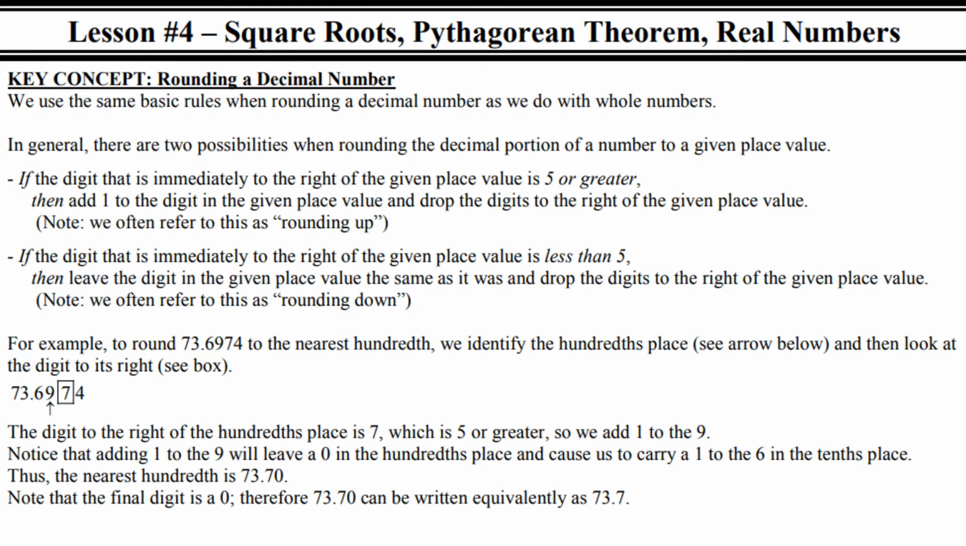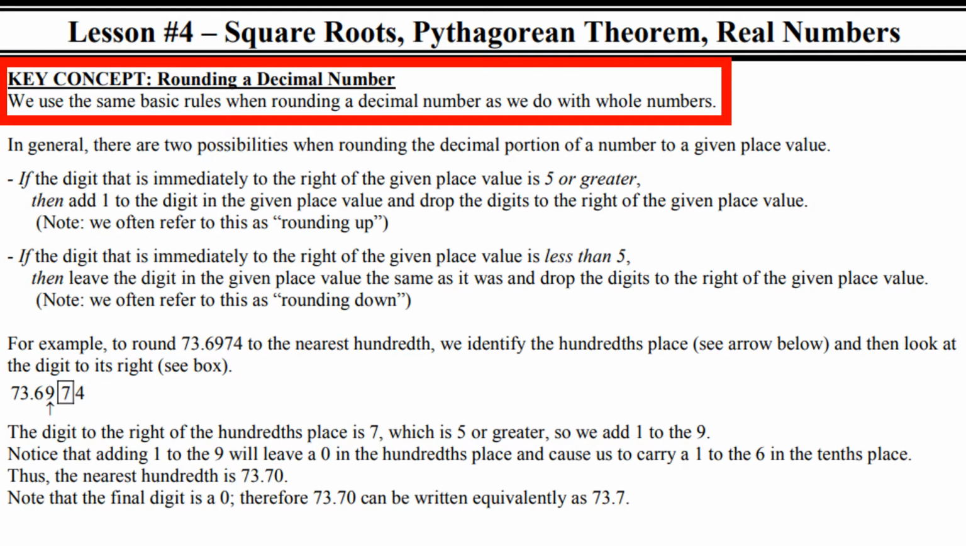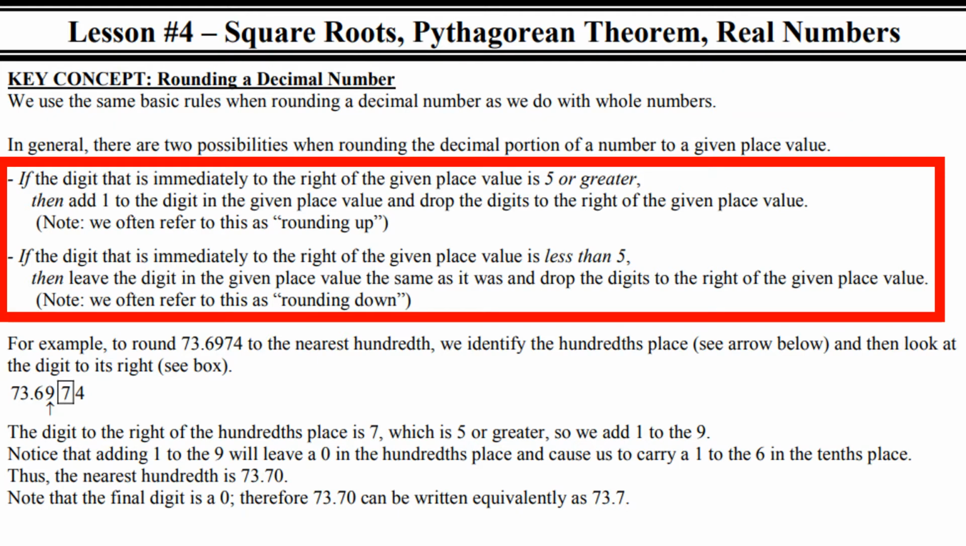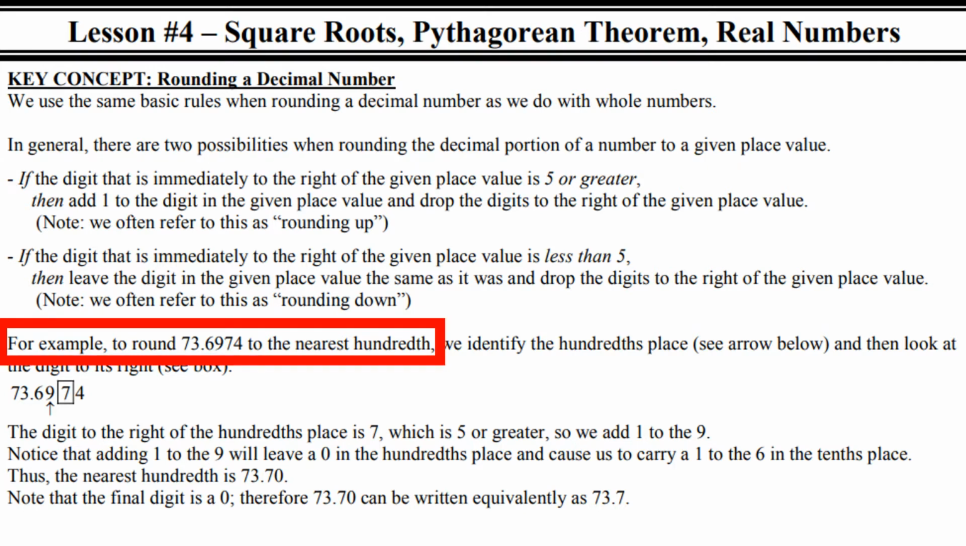Now we're going to talk about rounding a decimal number. We use the same basic rules when rounding a decimal number as we do with a whole number. In general, there's two possibilities when rounding the decimal portion of a number to a given place value. If the digit that's immediately to the right of the given place value is 5 or greater, we'll round up, as described here. If the digit that's immediately to the right of the given place value is less than 5, we'll round down, as explained here. As an example, let's look at 73.6974, and let's round it to the nearest hundredth.